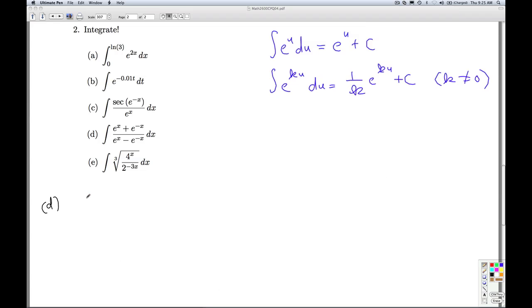All right, in part D, we're asked to integrate the quotient e to the x plus e to the negative x, all divided by e to the x minus e to the negative x dx.